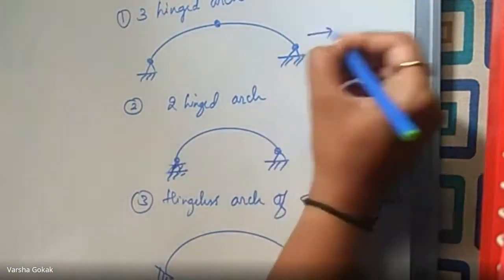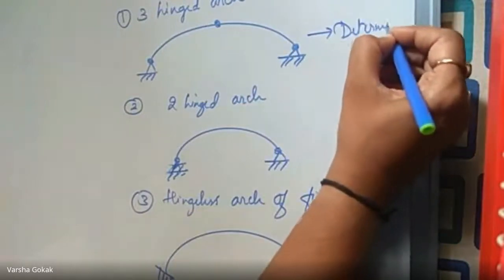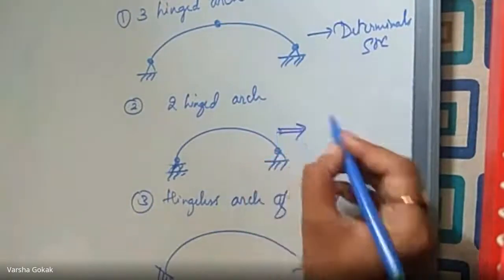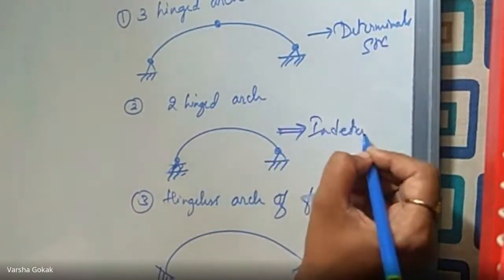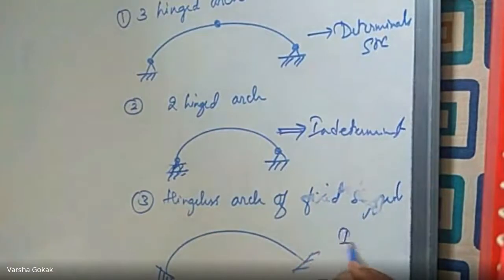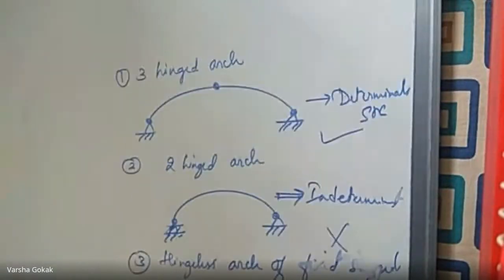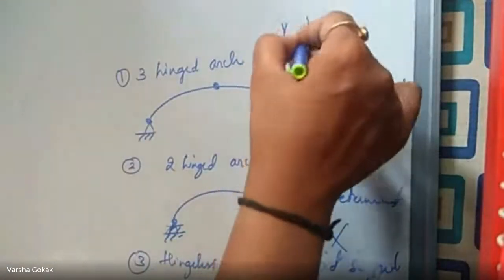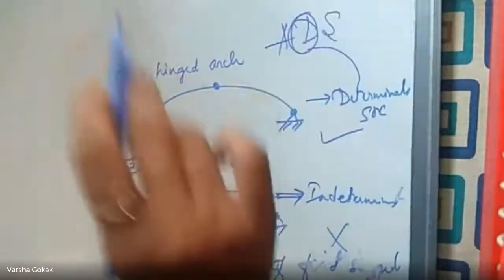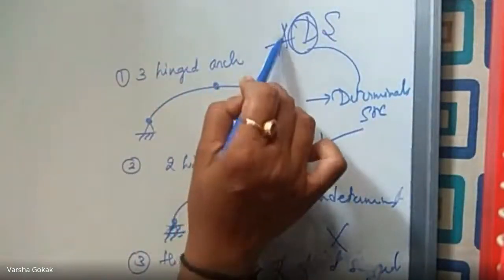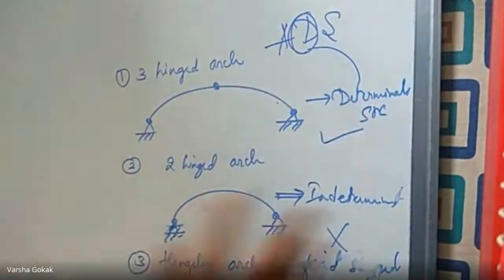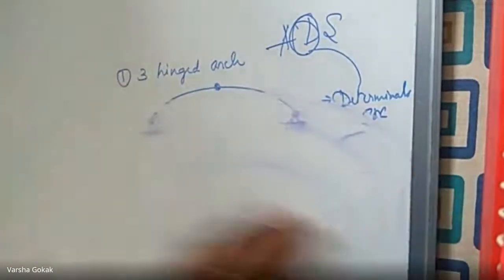So a three-hinged arch is a determinate structure. It falls under a determinate structure. A two-hinged arch is indeterminate, and this is also indeterminate. So these two are not there for your syllabus. Only you have the three-hinged arch because it is a determinate structure, and the title of your subject is ADS, analysis of determinate structures. So we will be dealing with only determinate structures. So a three-hinged arch is determinate, and we will be going with three-hinged arches only. Any doubt till now, till this point?